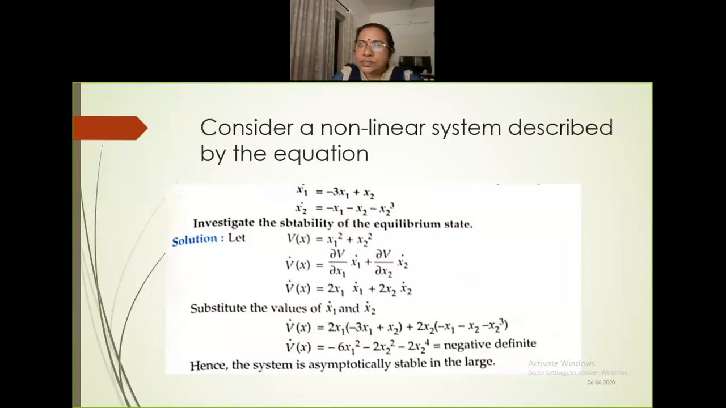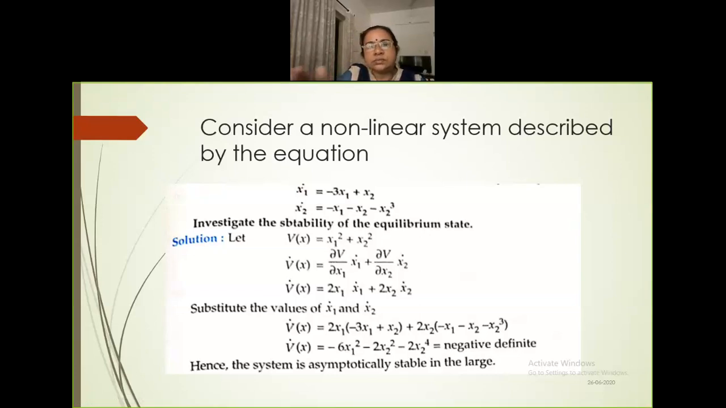The question is, consider a nonlinear system. So we need to assume the energy function as V of x is equal to x1 square plus x2 square. Then you find V dash x. V dash x is equal to the partial derivative dou V by dou x1 times x1 dash plus dou V by dou x2 times x2 dash. In this equation, put the values of x1 dash and x2 dash from the given equations. Then find whether V dash x is negative definite. If V dash x is negative definite, you can say the system is asymptotically stable in the large.